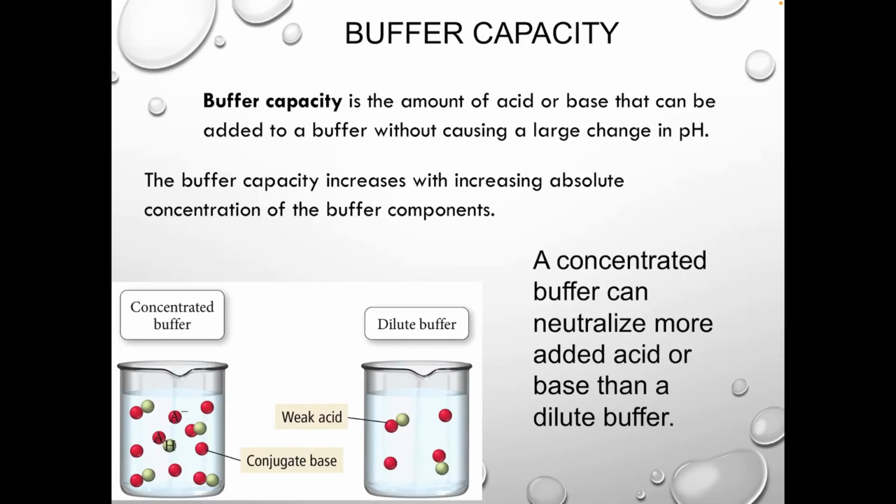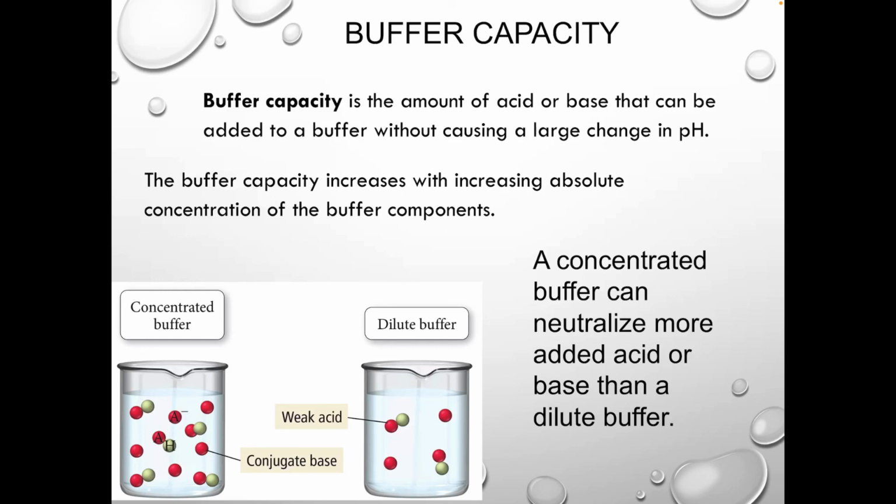So buffer capacity, a little more about that. Like I said, it's the amount of acid or base that can be added to a buffer without causing a really large change in pH. And that large change in pH would be overwhelming our buffer. That would be adding more moles of strong acid or more moles of strong base than we have of our weak acid and our weak base.